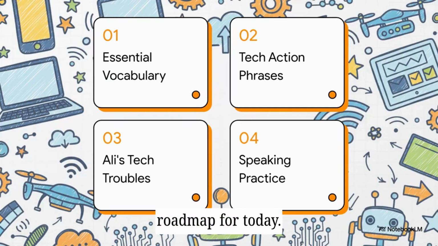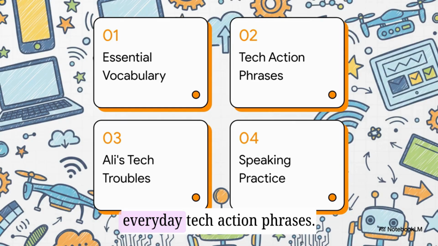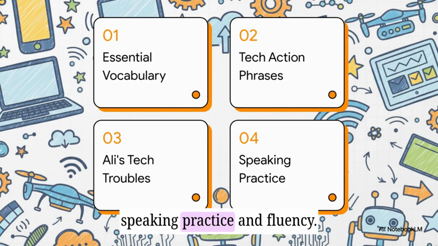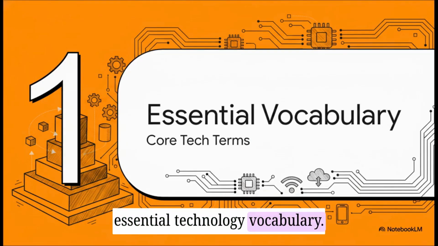Here is our quick roadmap for today. First, we'll cover essential technology vocabulary. Second, everyday tech action phrases. Third, we'll dive into Ollie's tech trouble story. And fourth, we'll wrap up with speaking practice and fluency. All right, Section 1, Essential Technology Vocabulary.